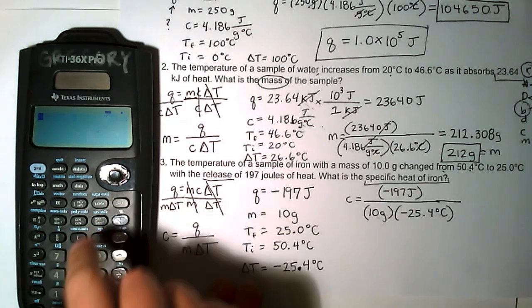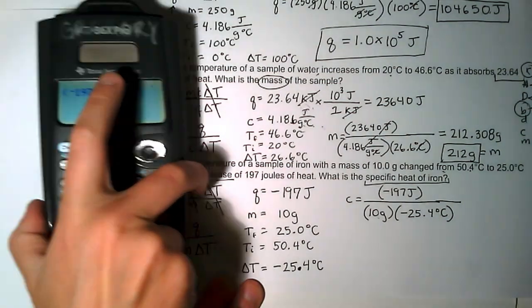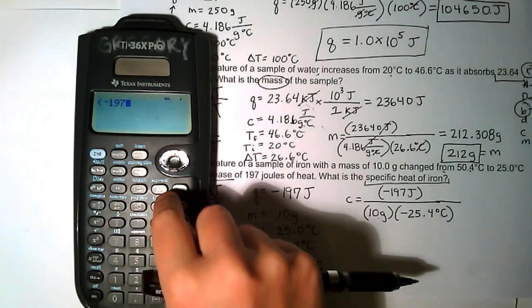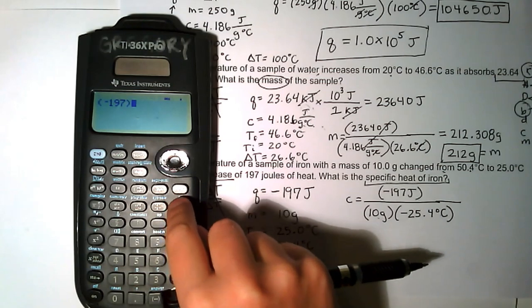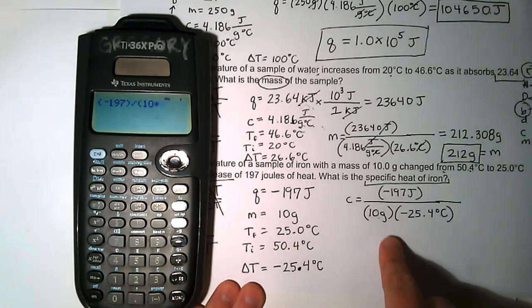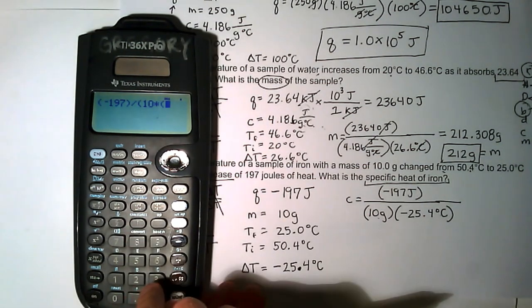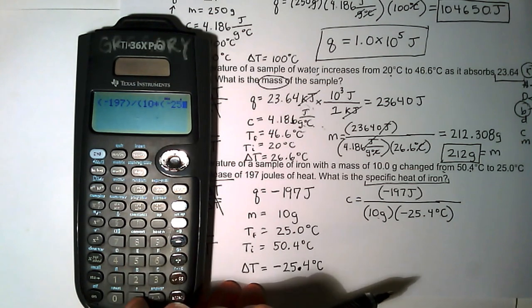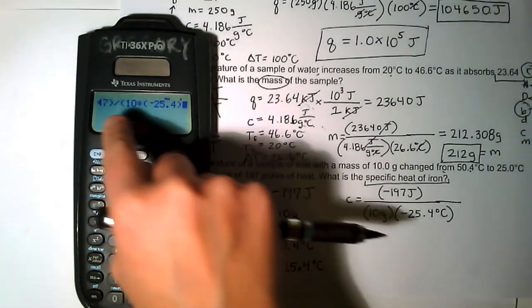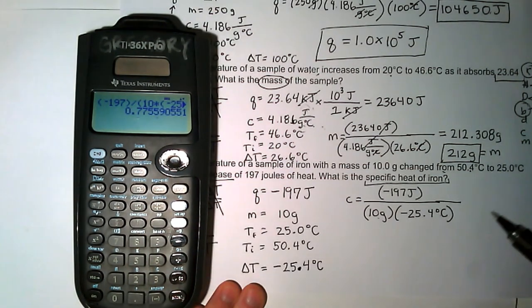So all we need to do is type this into our calculator. We have negative 197, and then, you can't really see that, so I'll move it over a little bit. Close the parentheses, and then we're going to divide by everything in our denominator. So 10 times, and since this is a negative number, I always like to put that in parentheses as well, negative 25.4, close that set of parentheses, and then close the parentheses of my denominator. And I got 0.77559.